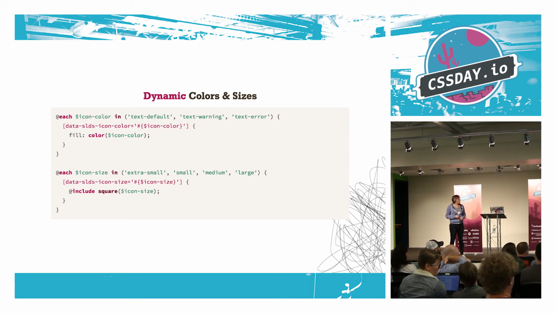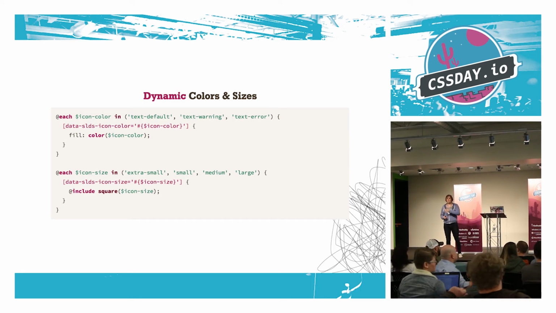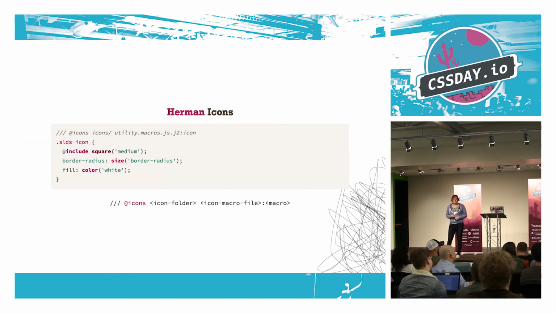So what was I doing with dynamic colors and sizes? Oh yeah, right. So then I can loop through. I can say, here's my set of colors, here's my set of sizes, and instead of rewriting each selector, I just loop through them and create a data attribute for each one. So the loop just takes each of our sizes and each of our colors and creates a data attribute for it.